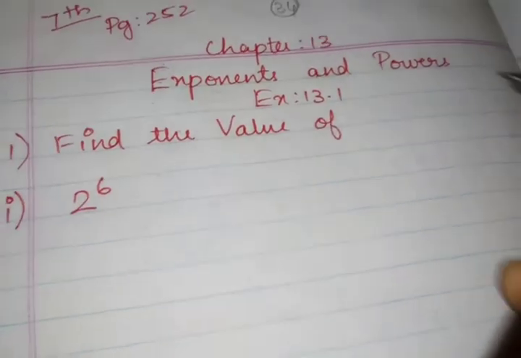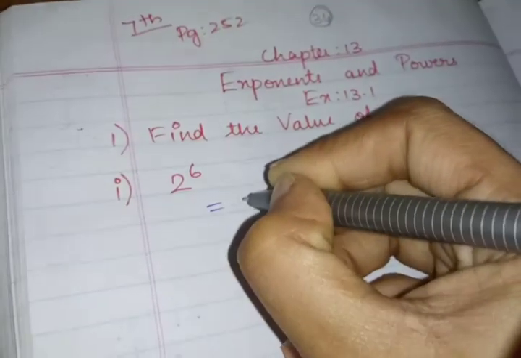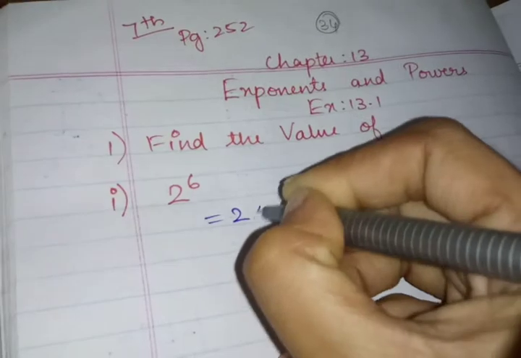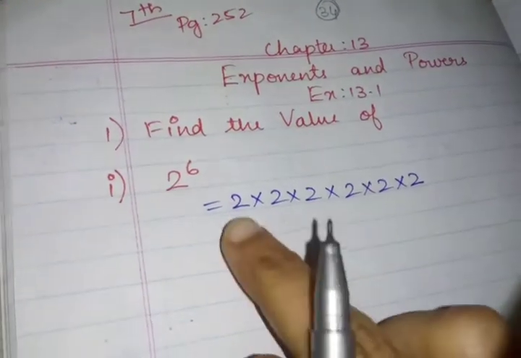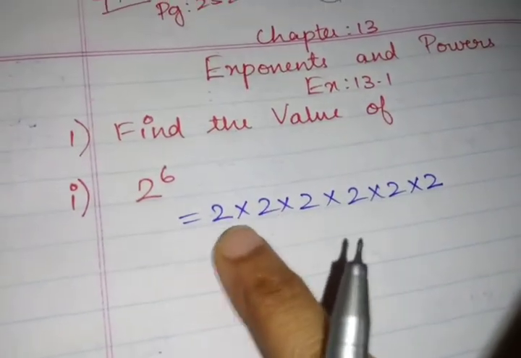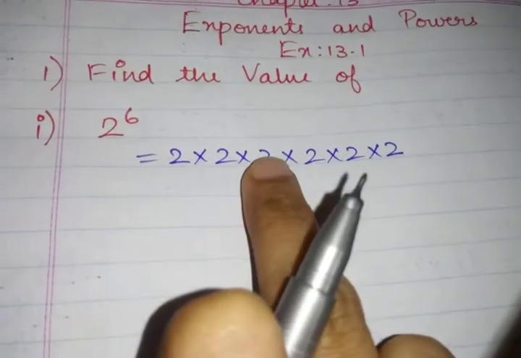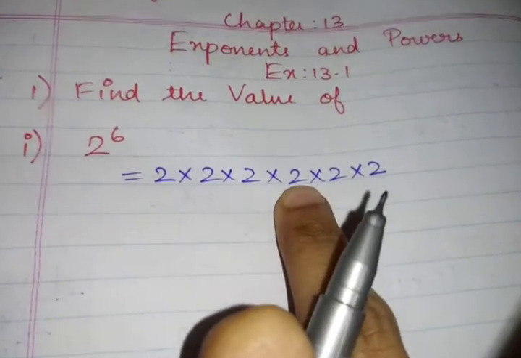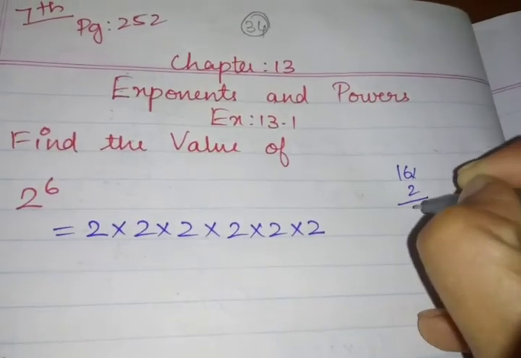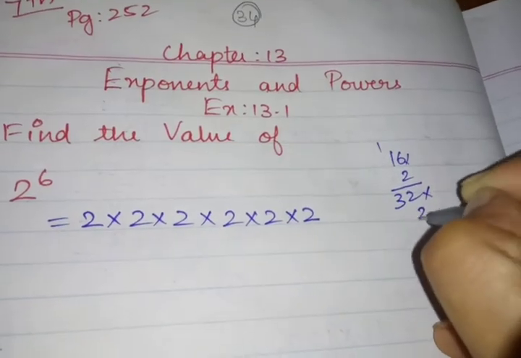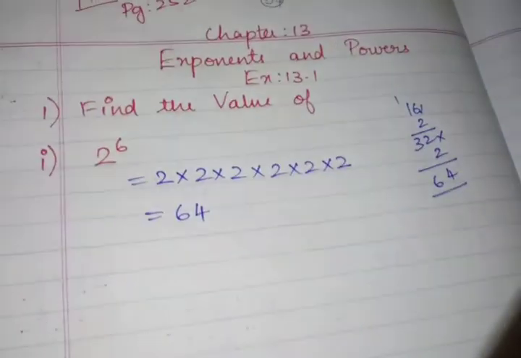Next we came to Exercise 13.1. First problem. Find the value of 2 power 6. So the number 2 is multiplied 6 times, right? That is the meaning. So 2 into 2 into 2 into 2 into 2 into 2. 2 2s are 4, 4 2s are 8, 8 2s are 16, 16 2s are 32, 32 into 2 is 64. So the answer is 64.